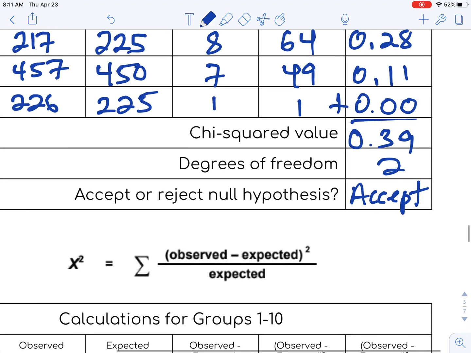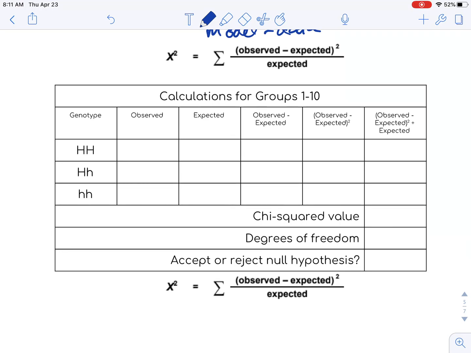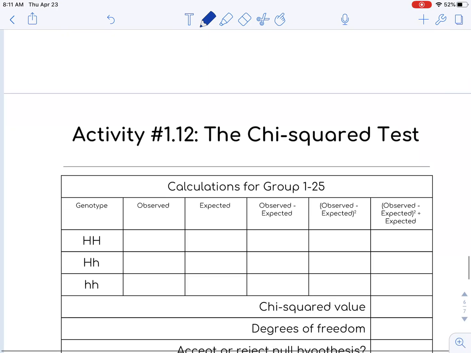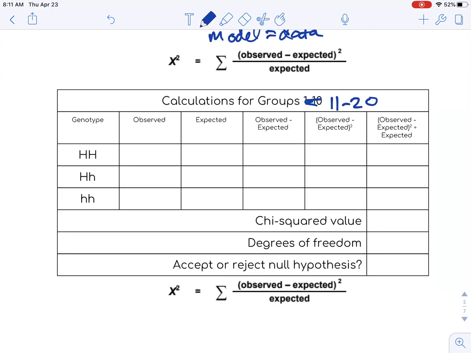And accepted again means that our model and our data match. And I don't think we're going to get any of these here. Okay, so we're doing this a little bit different again. So this is going to be 11 through 20. Yeah, we should have one more for the end. So again, I wrote these down.